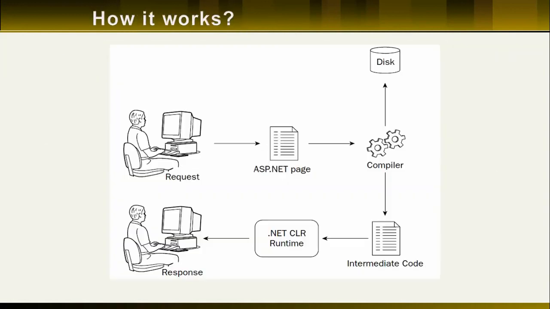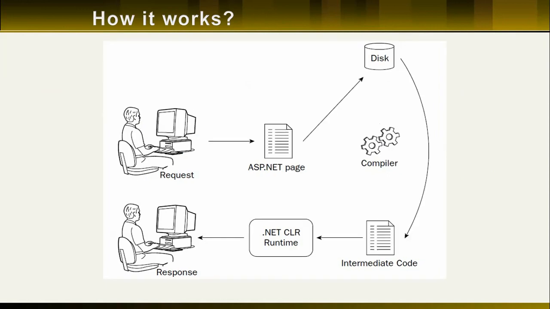Let me repeat it once again. The first time you give a request, the .NET page is called and compiled, and once you compile, you get an intermediate code, which is an exe or DLL, stored on the server's hard disk. When you run it, it goes through the .NET CLR, the runtime, and then gives you an output as response. Very simple. The second time you run that same program, you need not compile it once again.